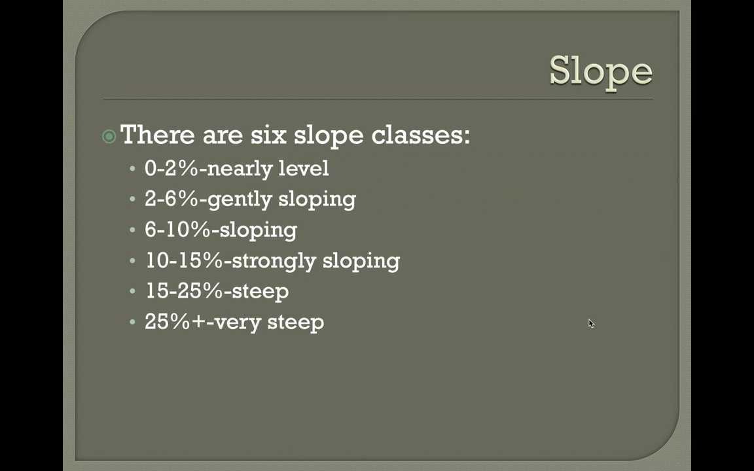So these are the 6 slope classes. If you are building, you want to be somewhere along in here. The closer you get to these strongly sloping and steeply sloping, you're looking at things like tree farming and stuff like that. So you're really not looking at a tremendous amount that you can do with very steeply sloping hills.